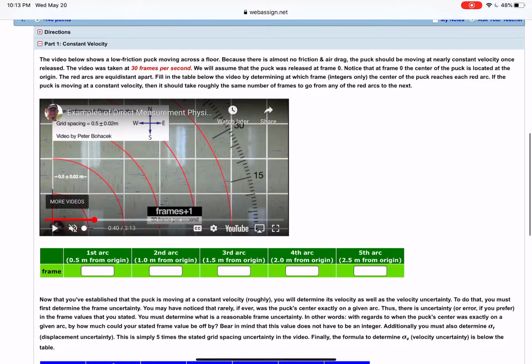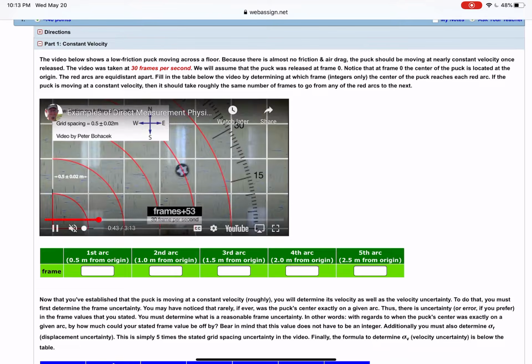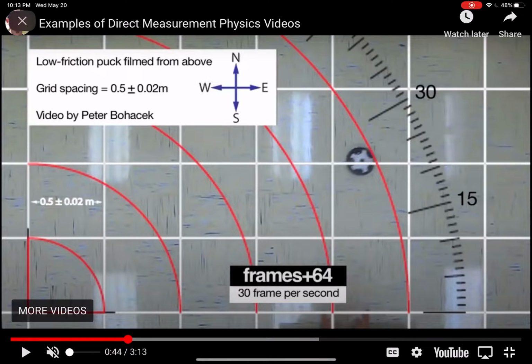So here's part one. And in the video here, you can see there goes the puck. It's going down. And these arcs that you see here, let me make this a little bigger, are all 0.5 meters apart. And so you want to note at which frame the puck, the center of the puck, hits these arcs. Now, at frame 0, the puck is at the origin.